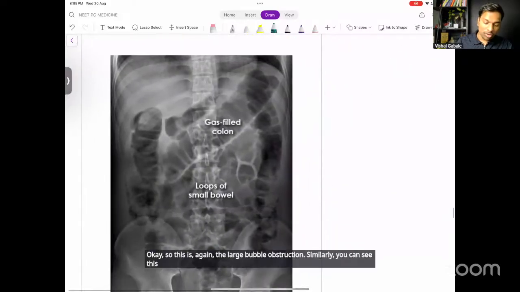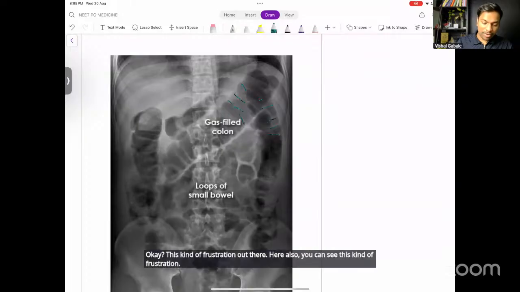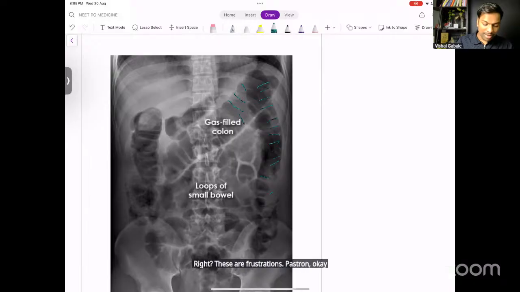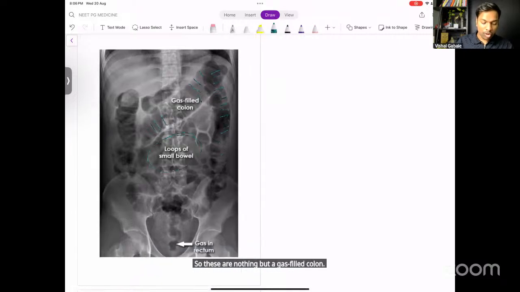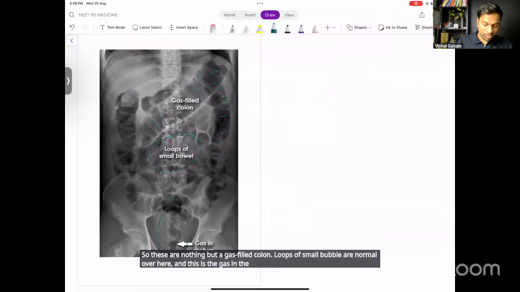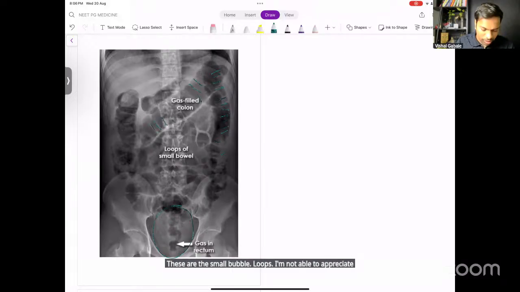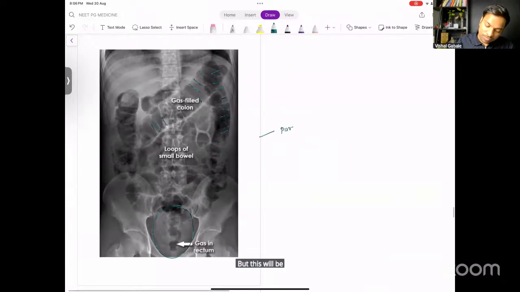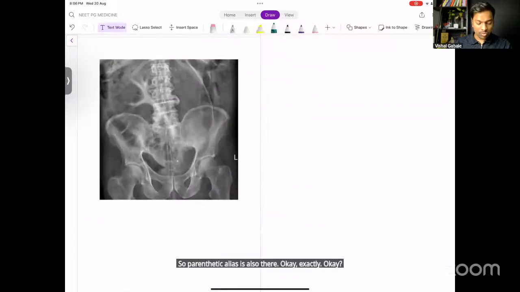Similarly, you can see this gas-filled colon is there. This kind of haustrations are there. Here also you can see this kind of haustration, right? So you can have a clue. See here also you can see clearly. These are nothing but a gas-filled colon. Loops of small bowel are normal over here, and this is the gas in the rectum also. The small bowel, are we able to see? These are the small bowel loops. I'm not able to appreciate the valvulae conniventes over here, but this will be more of a paralytic ileus, because the rectal shadow is also there, no? So paralytic ileus is also there. Exactly.